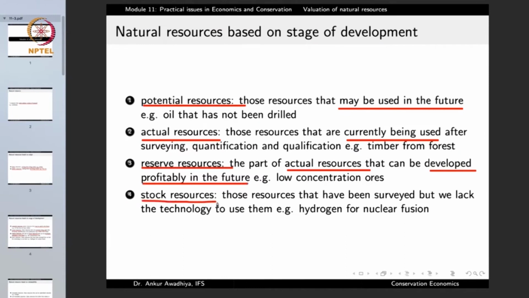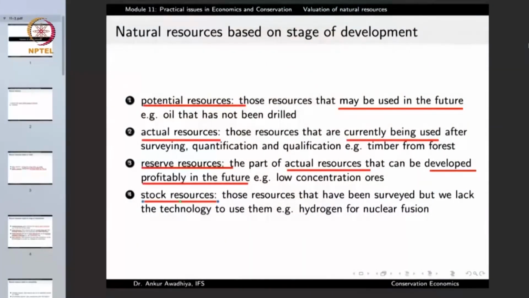The fourth category is stock resources. Those resources that have been surveyed, but we lack the technology to use them altogether, such as hydrogen for nuclear fusion. Now we know that in the fusion reactions, as happens in the stars or in our sun, hydrogen is fused together to form helium. Now, because we know that such a reaction exists and we have used this reaction in the thermonuclear weapons, this is a resource that can also be used for the generation of electricity. If we could control the nuclear fusion, we could use it in the generation of electricity. But currently, we do not have the technology to do that.